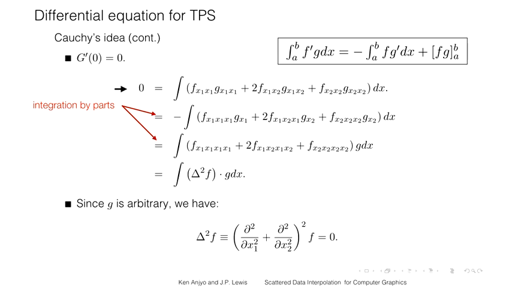This shows the biharmonic operator applied to F times G. And G is arbitrary. Then we should have the biharmonic solution. F is a biharmonic solution and takes that form, the last line equation.